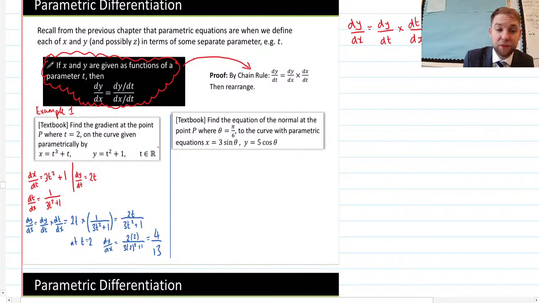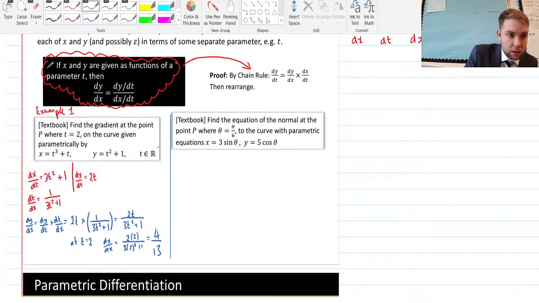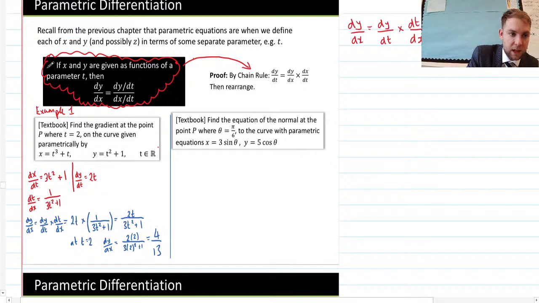So with this one here, we're differentiating in terms of theta this time. And again, we need to differentiate dx in terms of t, dy in terms of t. So let's do that first of all. I think you'd probably be able to do this yourself actually, but I will have a little go at it.